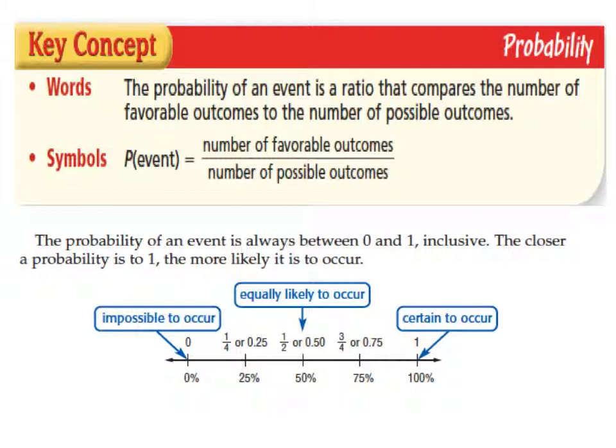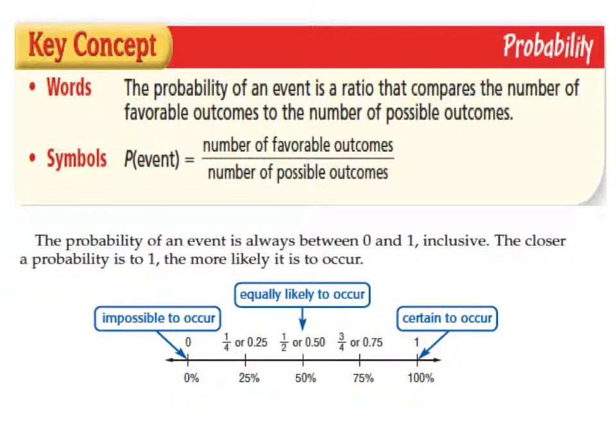And the probability of an event is always between 0 and 1. Obviously, if we set it up as a fraction and our answer is 0, that event is not likely, or we expect it never to happen. If we were to set up our ratio, our fraction, and the answer is 1, we are certain that it will happen. So the closer probability is to 1, the more likely it is to occur.